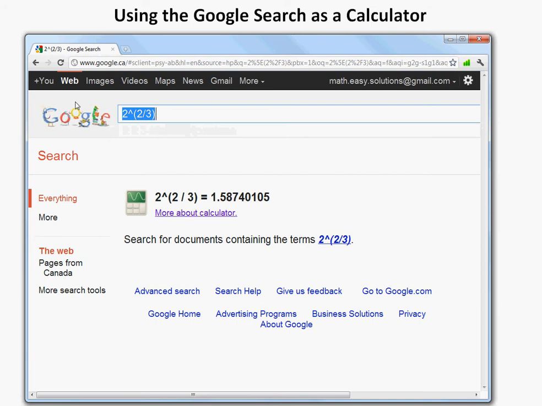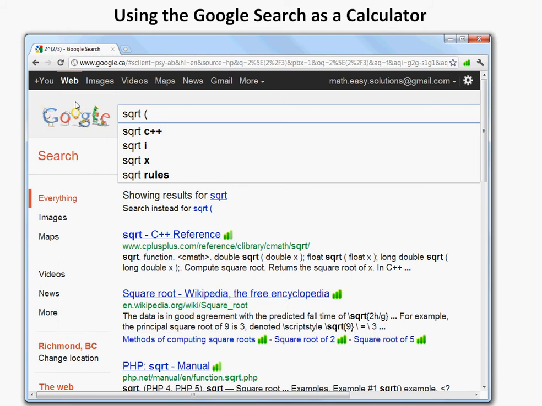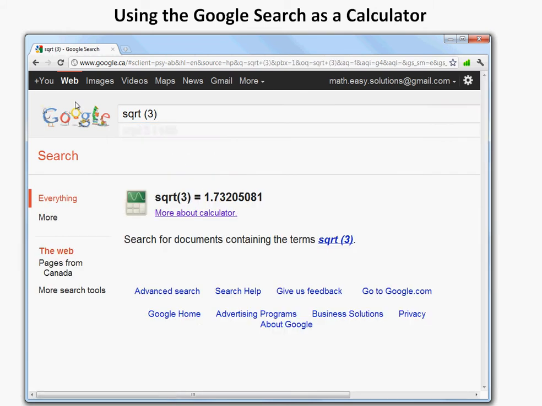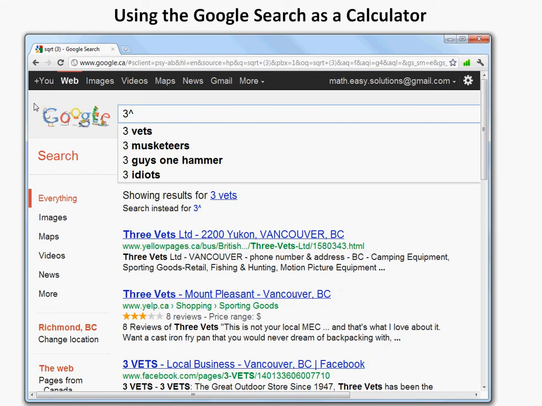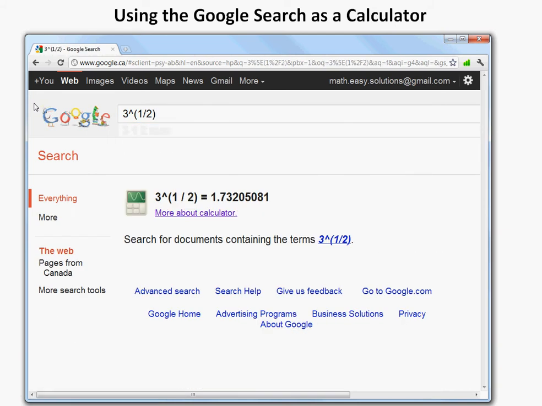Let's also do square root. You can just write SQRT of 3, where SQRT is square root. There you go. You could also do 3 divided by 1 divided by 2. There you have the same thing. What else can you do with this one?